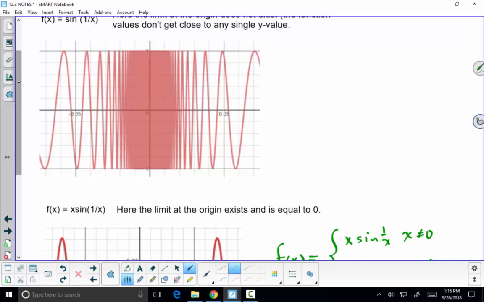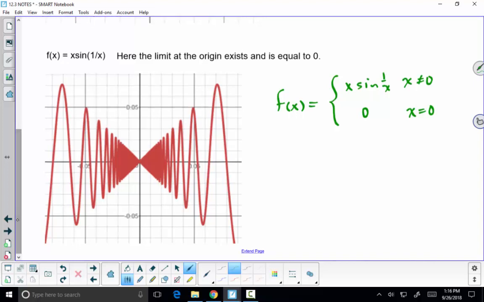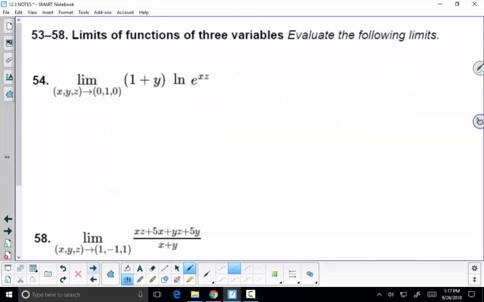It's much more complicated. That discontinuity is removable. It's not defined at 0, but if we change the function, we can fill in that hole by putting the value of the function to be 0. So removable discontinuity, not removable.